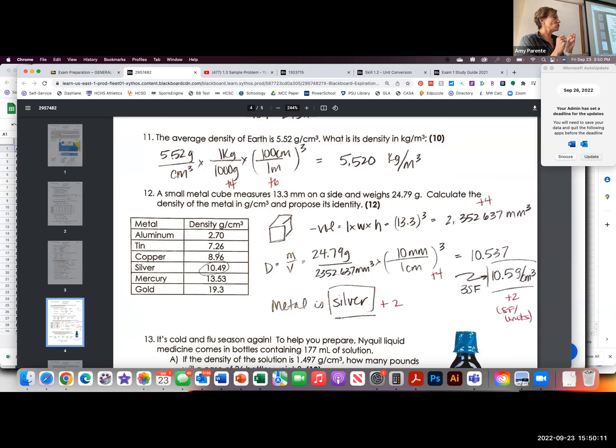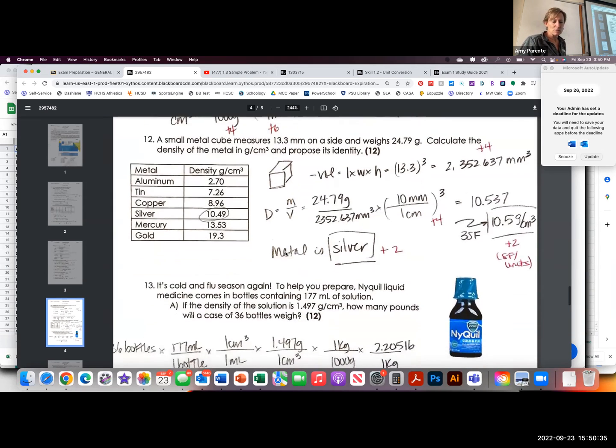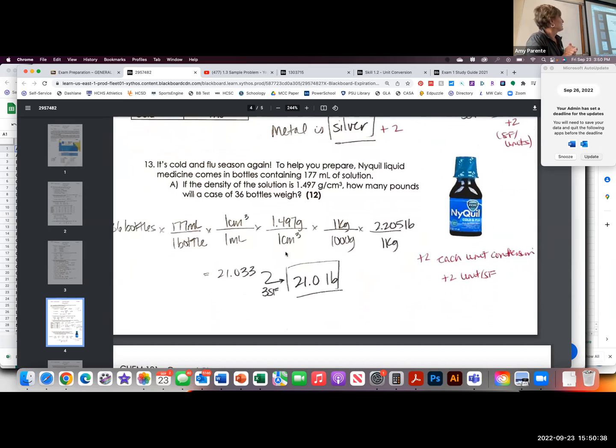But that allows us to change from volume in terms of length measurements to volume in terms of liquid measurements, like milliliters or liters, okay? So problem 12 is an example of a unit conversion problem, but it kind of has a little bit of a story to it and something that you need to sort of solve, a puzzle to solve, if you will. Same thing is true with this problem. Okay, this NyQuil problem, right? It's asking us to figure out how much a case of 36 bottles weigh.